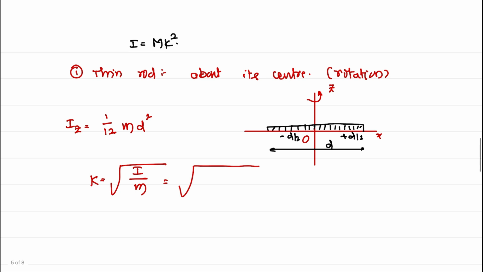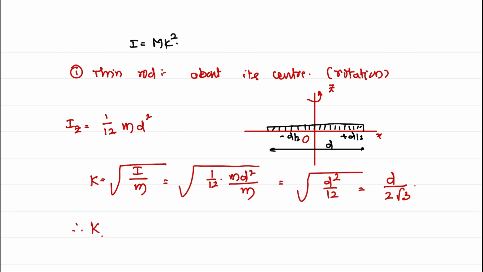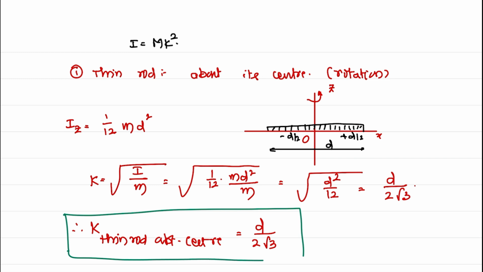What is the Iz value? 1 by 12 into m d square, whole divided by m. That is equal to square root of d square by 12, that is equal to d by 2 root 3. Therefore, the radius of gyration of a thin rod rotating about the center is equal to d by 2 root 3. Did you understand?